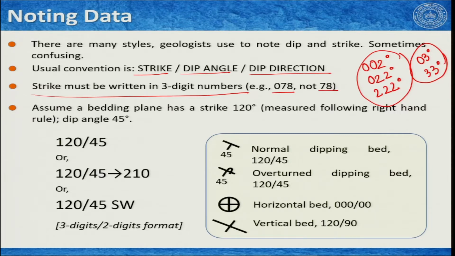And this is how we write the strike. Assume a bedding plane has a strike of 120 degrees measured following the right hand rule that we have seen, and a dip angle of 45 degrees. Then we write it either this way or that way.